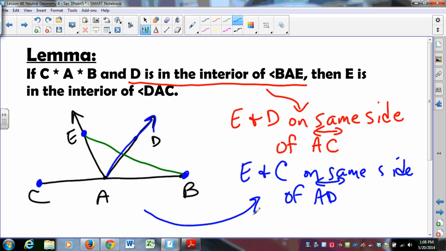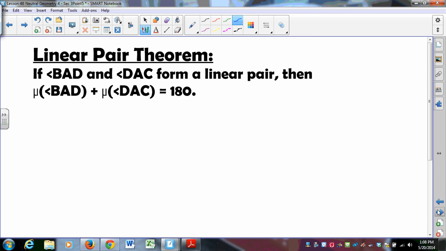So from that lemma, we lead to here. If angle BAD and angle DAC form a linear pair, then the measure of BAD plus the measure of DAC is 180 degrees. And Venema walks you through a proof, and I'm going to ask you to read that proof. One, for the sake of time. Two, because it's good to learn how to read mathematics.